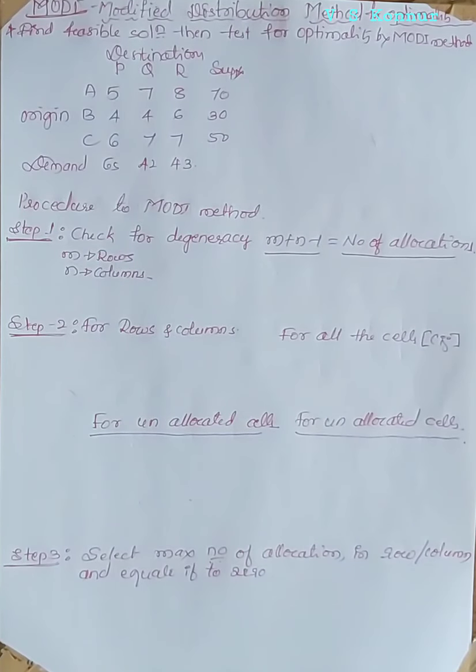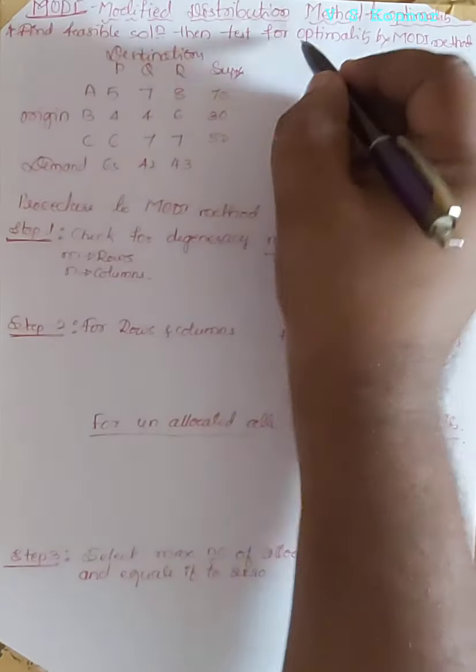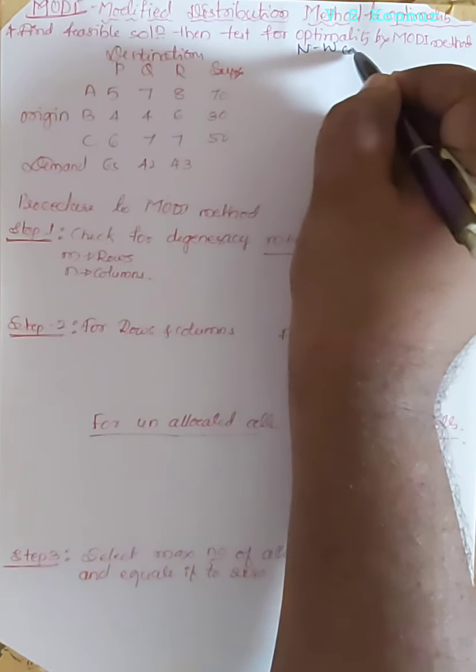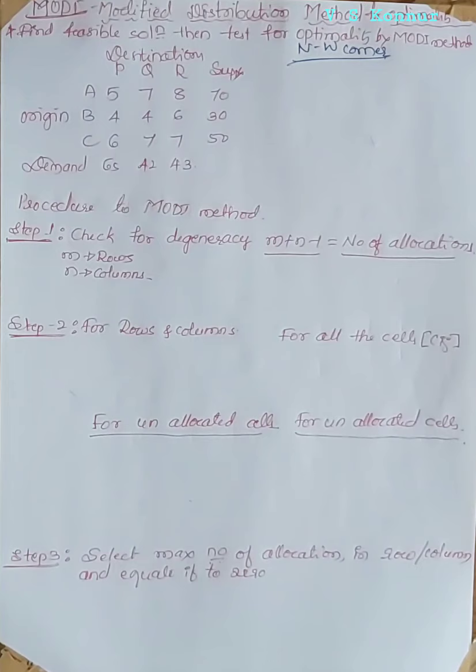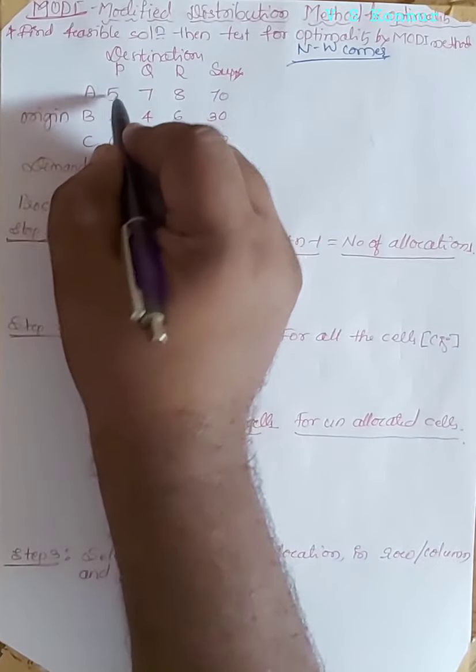This is the modified distribution method in transportation. The optimality test is done after a feasible solution, which is found by the northwest corner method, the matrix minimum method, or Vogel's approximation method. In this problem, we'll solve it by the northwest corner rule, directly in one step.